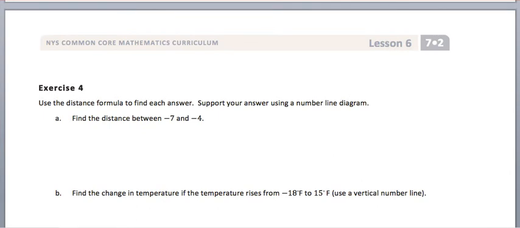So finally, in exercise 4, we're going to use the distance formula for each answer, and you are asked to support your answer using the number line diagram. The distance between -7 and -4 would be the absolute value of -7 minus -4. Which is the absolute value of -7 plus 4, since we have to add the inverse.